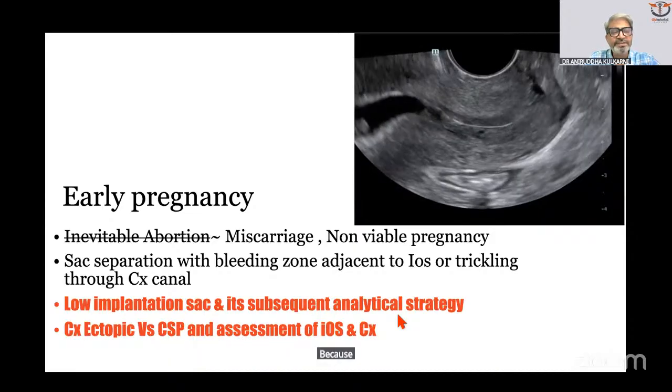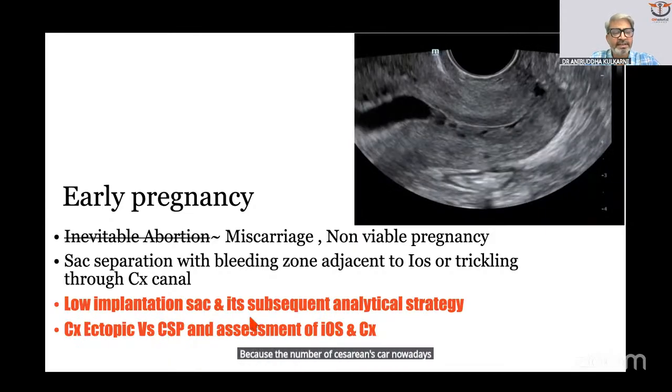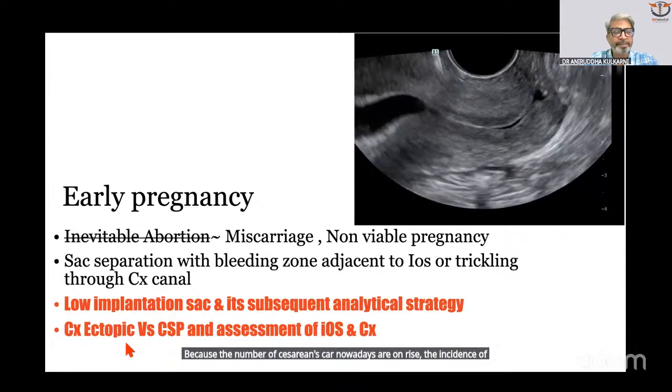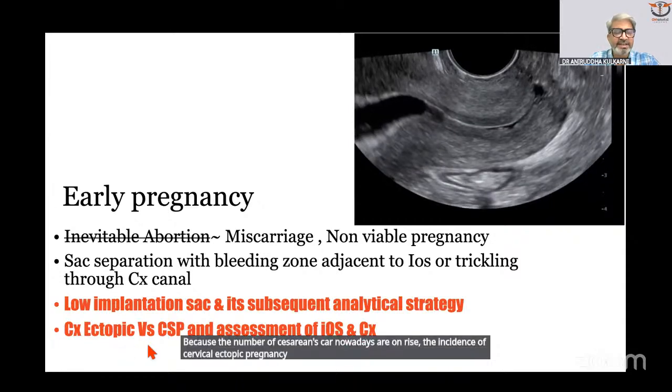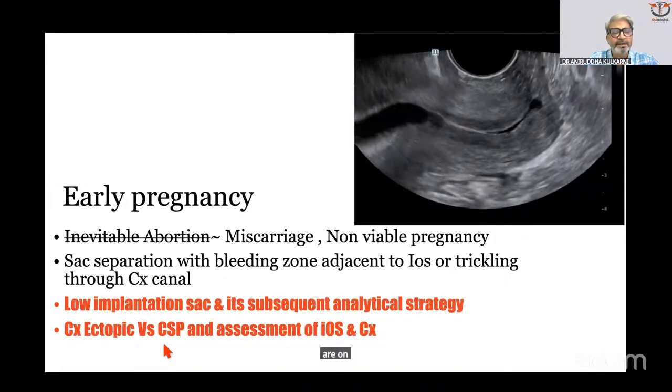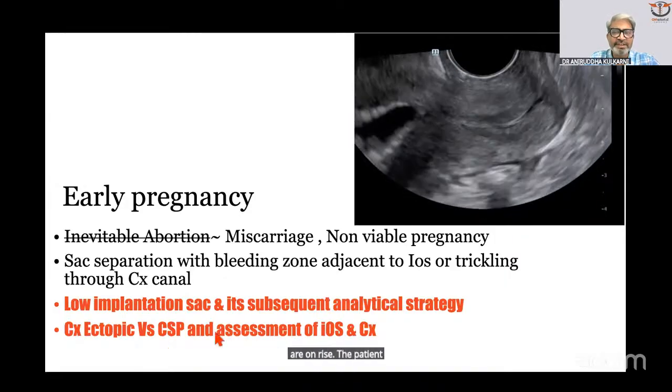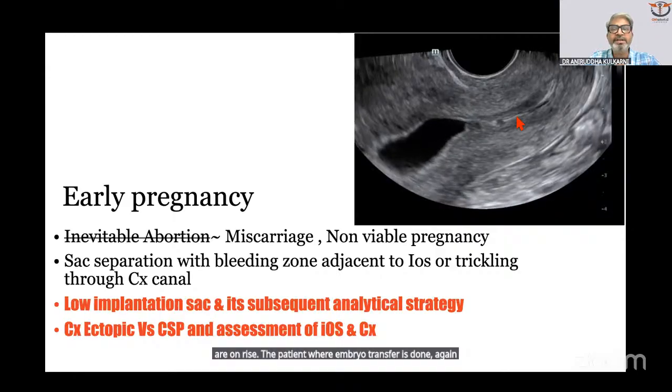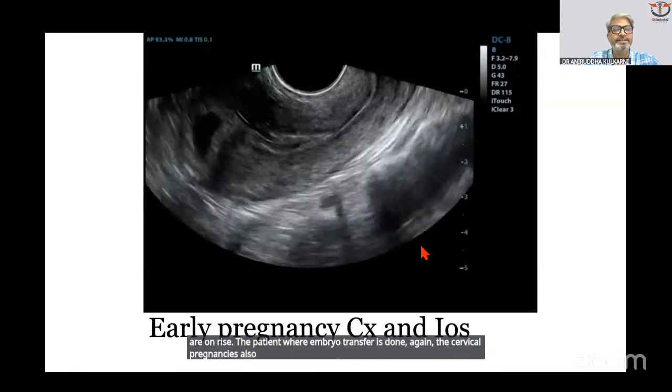Because the number of cesarean scars nowadays is on the rise, the incidence of cervical ectopic pregnancy as well as cesarean scar pregnancies is on the rise. In patients where embryo transfer is done, again, cervical pregnancies also are on the rise.